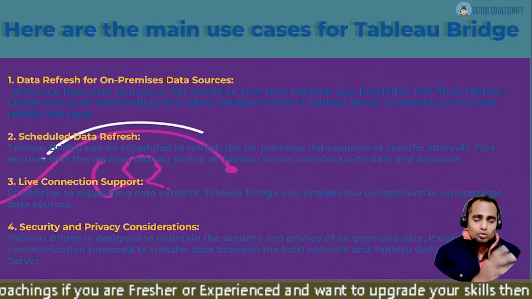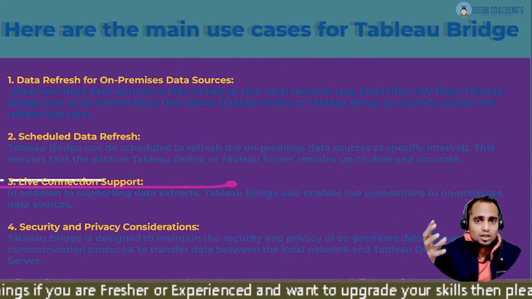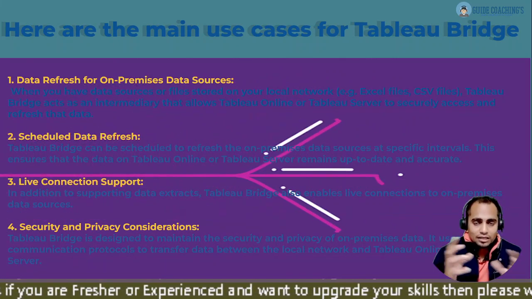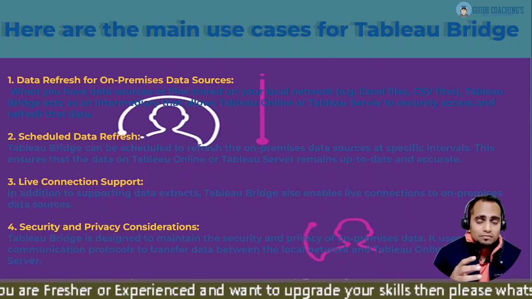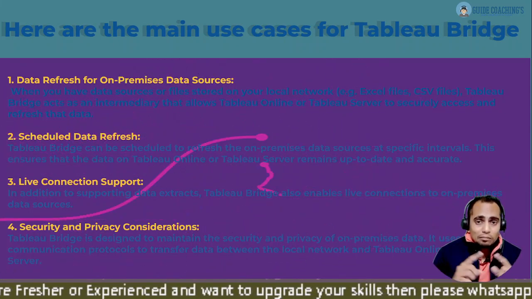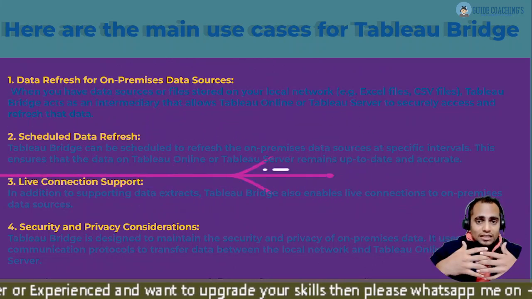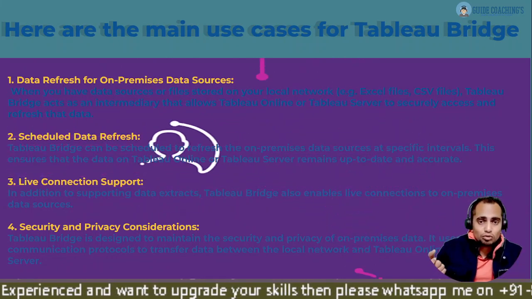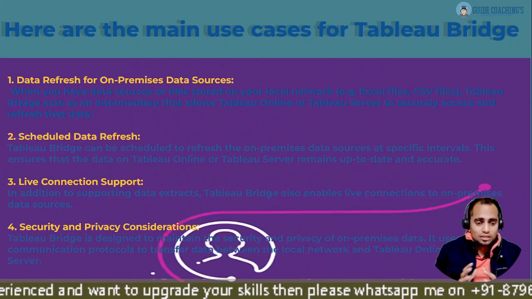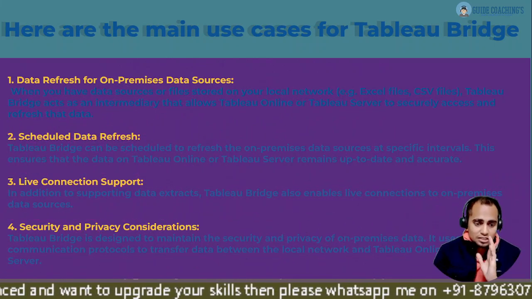So you have local files and you have Tableau Server. The intermediary, as we have seen in the previous image, is Tableau Bridge acting as a virtual machine which connects the dots between the local files and this Tableau server. So it is the intermediary point.